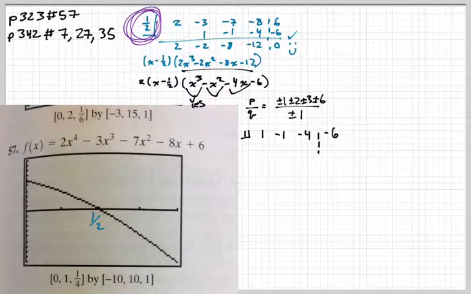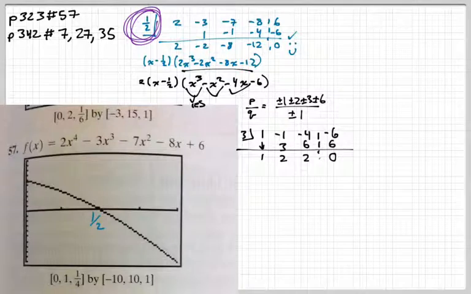Let's say we're just feeling frisky, and instead of trying 2 next, I'm going to try my odds here and see if a 3 works. If I bring down the 1, that's 1, and then I get a 3 right here. When I add those together I get 2, and 2 times 3 is 6. And what's 6 plus that? I got a 0. Yay, let's celebrate. We have another zero. We win. We're winning.